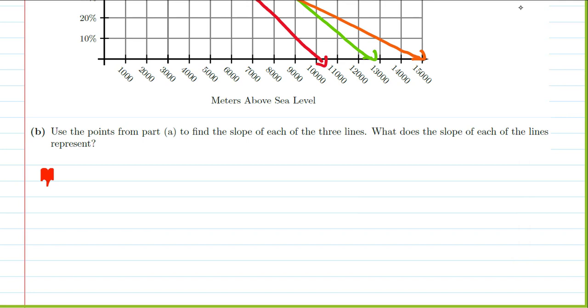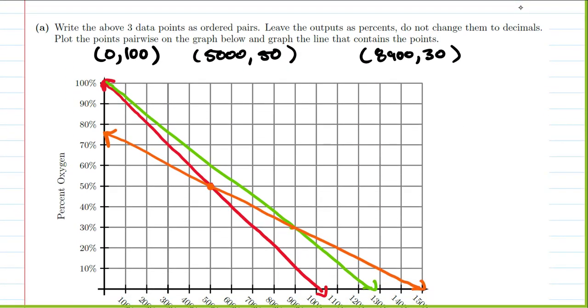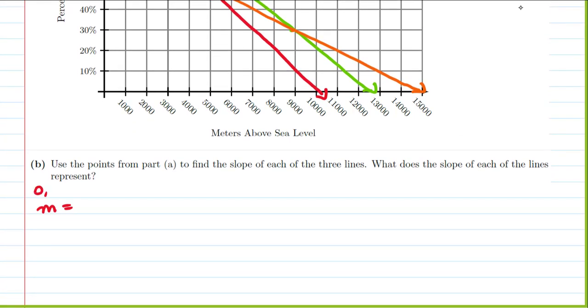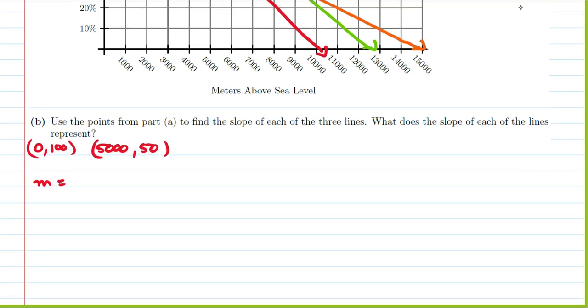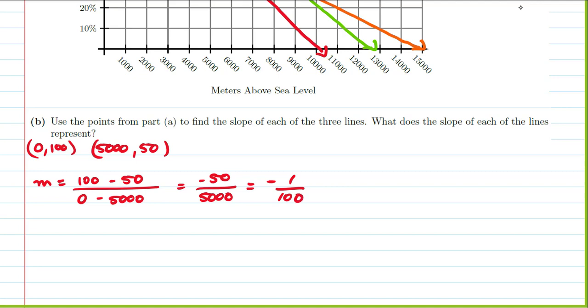So its slope is going to be m is equal to, and our two ordered pairs were 0, 100, and 5,000, 50. So if we were to find our slope, m is equal to 100 minus 50 all over 0 minus 5,000, which gives us negative 50 over 5,000, which is going to reduce to negative 1 over 100. All right, so our slope for the red line is negative 1 over 100.